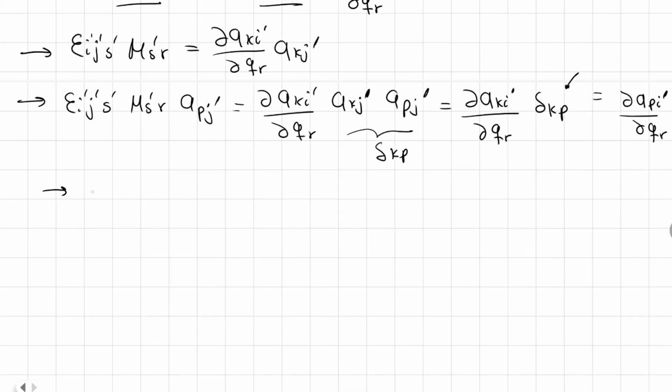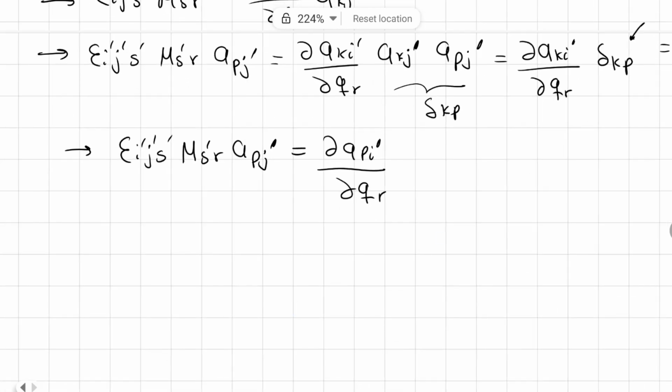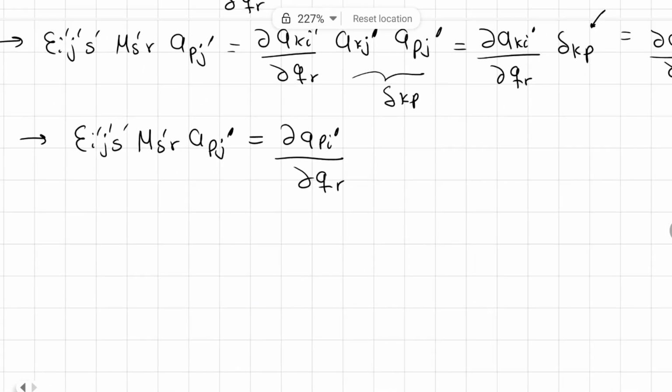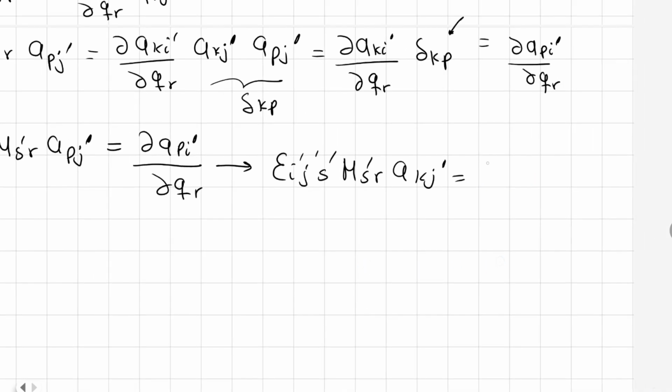And we get that epsilon_IJS M_SR A_PJ' is equal to the partial of A_PI' with respect to Q_R. And just to have the same expression as the book, we are going to change the P for a K. So we get that epsilon_IJS' M_S'R A_KJ' equals the partial of A_KI' with respect to Q_R.